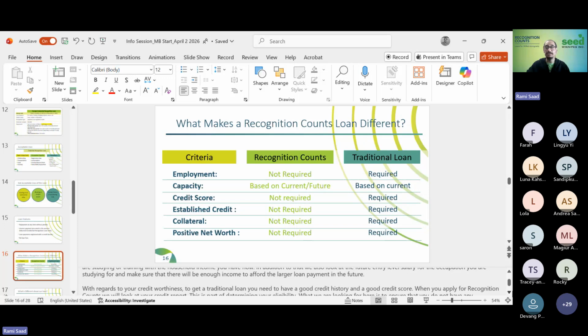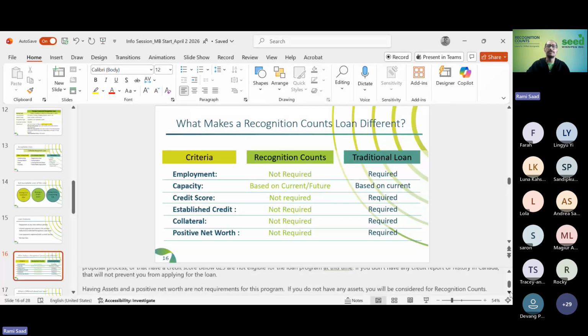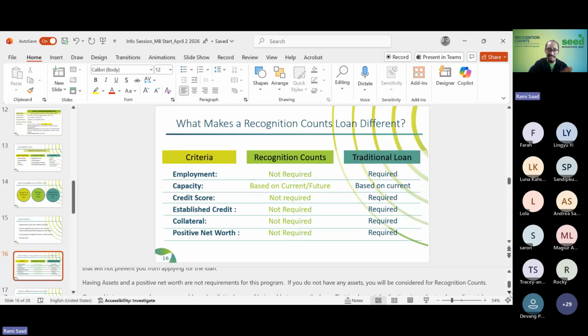Same as credit history, it's also not required because this is made for skilled immigrants and newcomers. And you don't need to have any positive net worth, or any assets aside to guarantee. Unlike the bank, they will need you to have an asset, like a house or a car, before they give you the loan. And also you're saving some money aside in case you couldn't pay off the loan, so at least there is money that the bank can take. With our Recognition Counts loan, those two are not required.